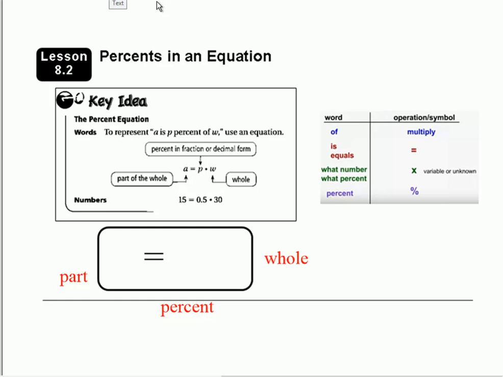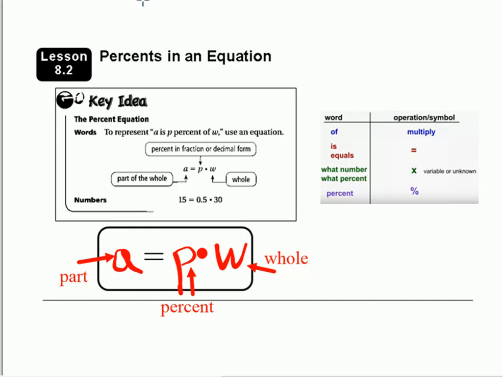So I'm going to again rewrite that, and I want you to rewrite it as well. A is the part, P is the percent, times the whole. And again, label these with the nice arrows and label them with the words part, percent, and whole. A equals P times W.